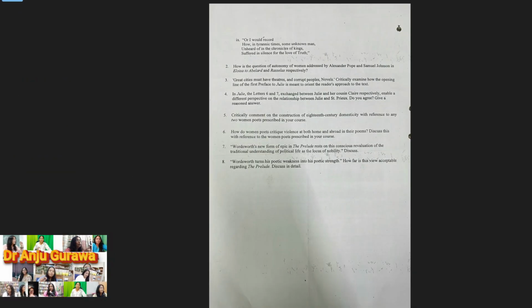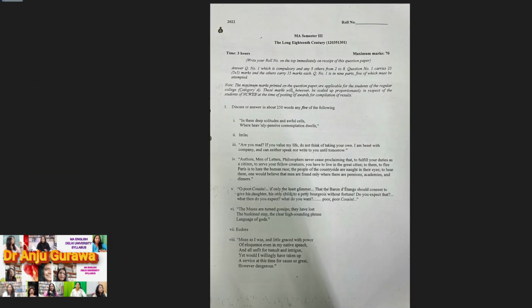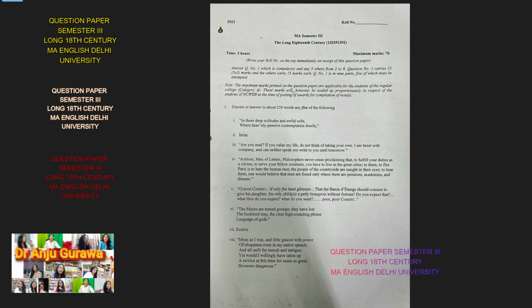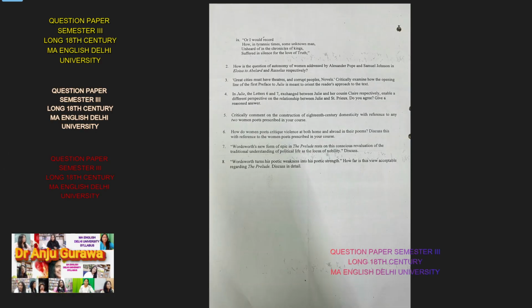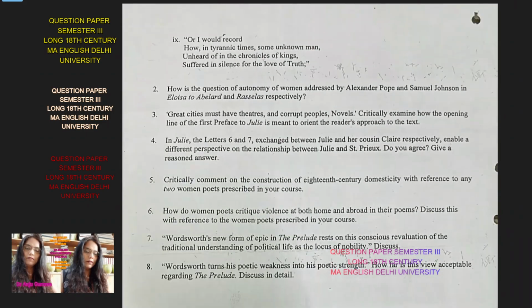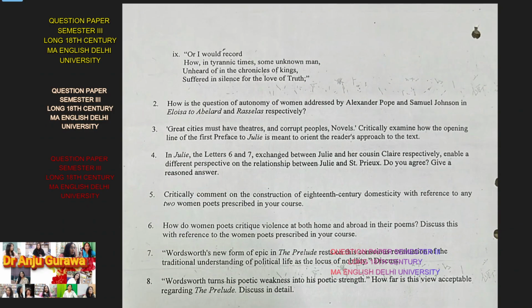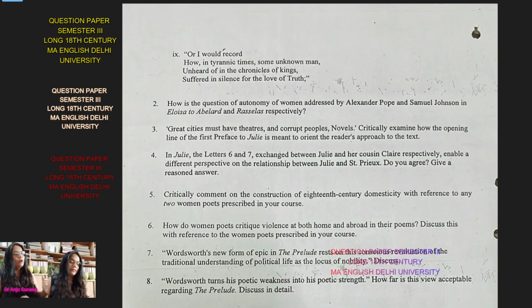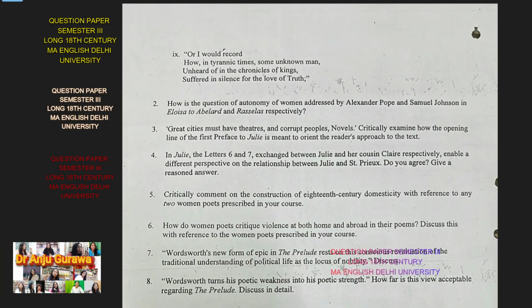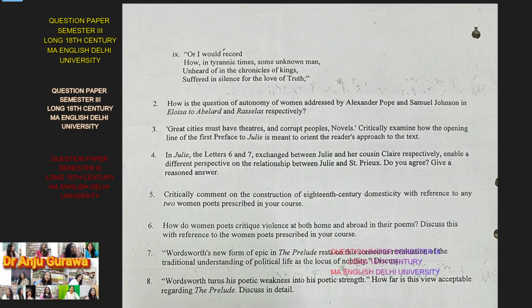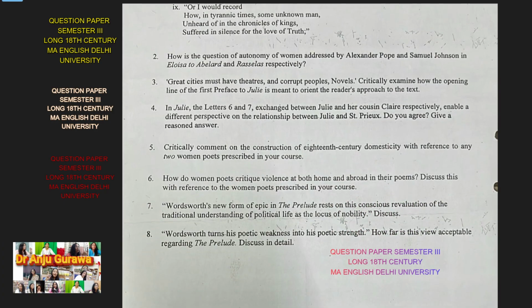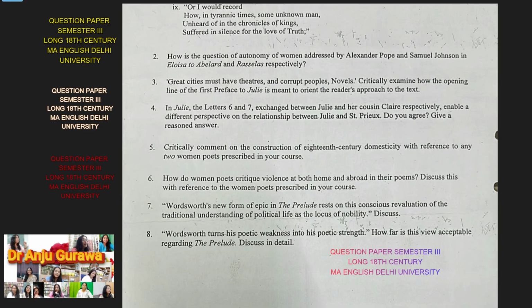So these questions I show you, and see, this is how it goes. Then we come to questions 2 to 8. How is the question of autonomy of women addressed by Alexander Pope and Samuel Johnson in Eloisa to Abelard and Rasselas respectively? On Rasselas, one question is there always. Great critics must have theatre and corrupt people novels. Critically examine how the opening line of the first preface to Julie is meant to. This I have read actually.